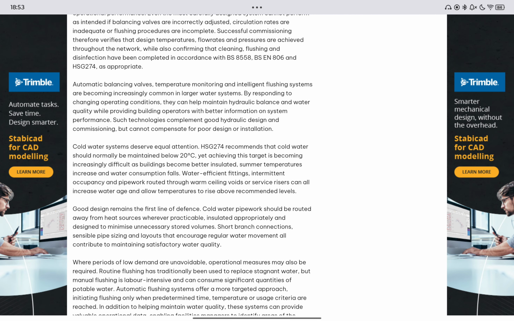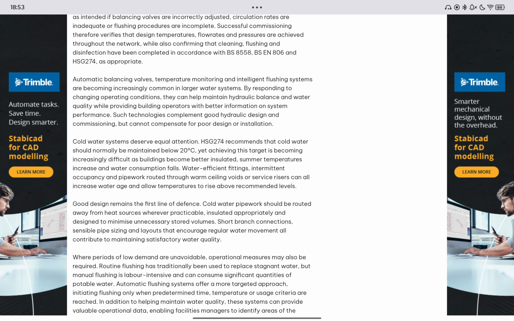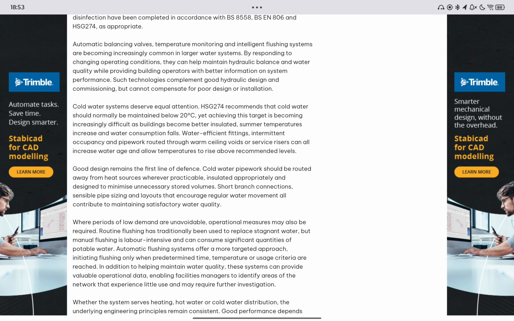Automatic balancing valves, temperature monitoring and intelligent flushing systems are becoming increasingly common in larger water systems. By responding to changing operating conditions, they can help maintain hydraulic balance and water quality while providing building operators with better information on system performance. Such technologies complement good hydraulic design and commissioning, but cannot compensate for poor design or installation.